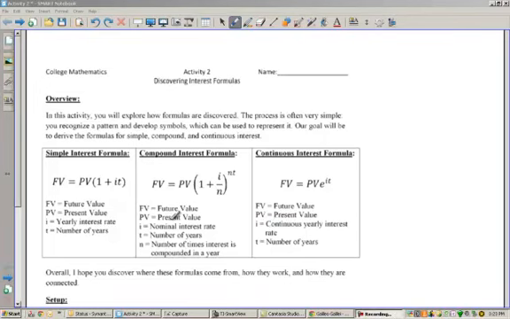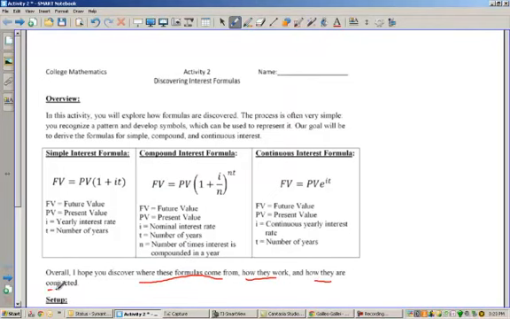So this is activity 2, discovering interest formulas. The goal of this activity is to try to better understand these 3 different formulas, the simple, compound, and continuous interest formulas. What we're trying to do is discover where these formulas come from, how they work, and how they're all connected.